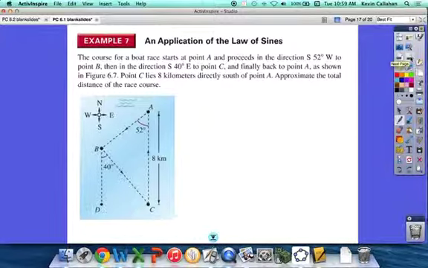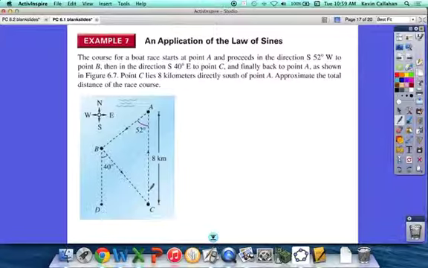Okay, so now we'll go back to this picture. The course for the boat race starts at point A. It goes in the direction of south 52 degrees to the west to point B. Then in the direction of south 40 degrees to the east. And finally, it goes back to point A as shown in the figure. And point C lies 8 kilometers directly south of point A. So, we know that this is exactly a north-south line right there. Approximate the distance of the race course.